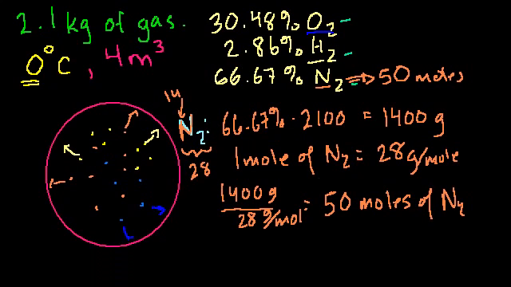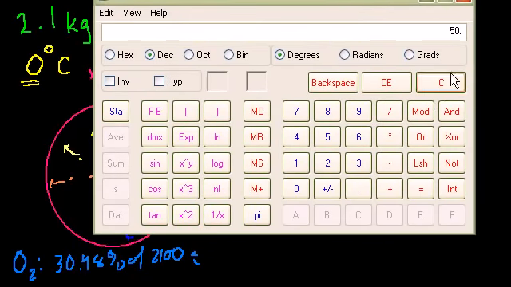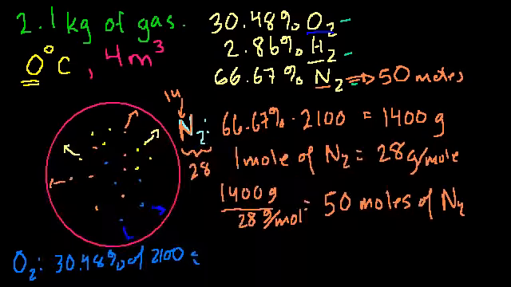So we do the same process over again. 30% is oxygen, so let's do oxygen down here, O2. And remember, these percentages I gave you are the percentages of the total mass, not the percentage of the moles. So we have to figure out what the moles are. 30.48% of 2,100 grams is 0.3048 times 2,100 grams, which is about 640. Let's round off. So this is equal to 640 grams.